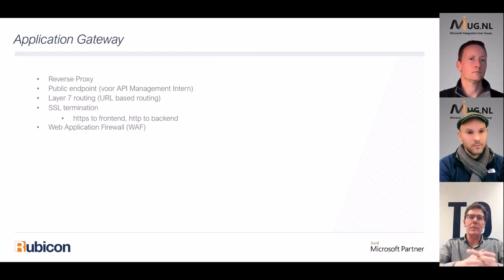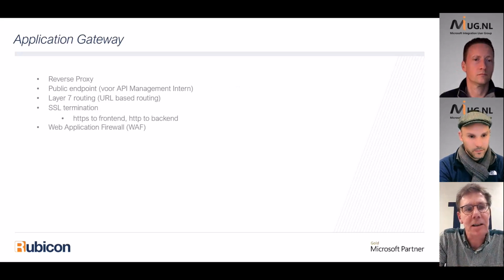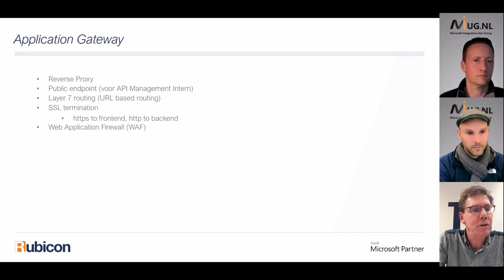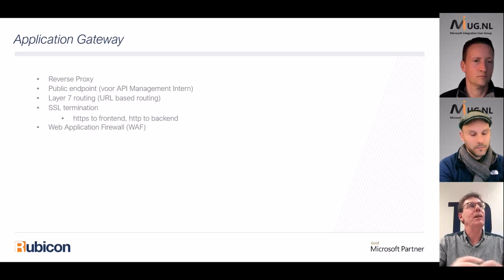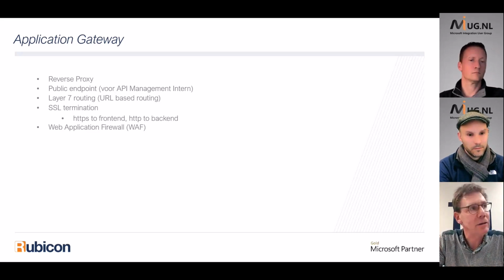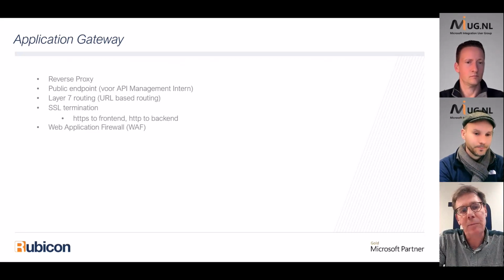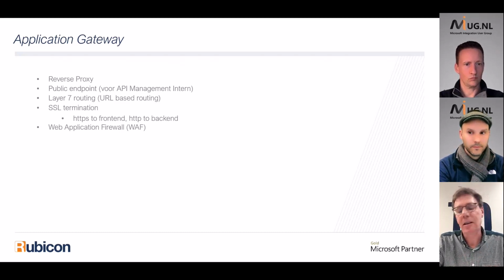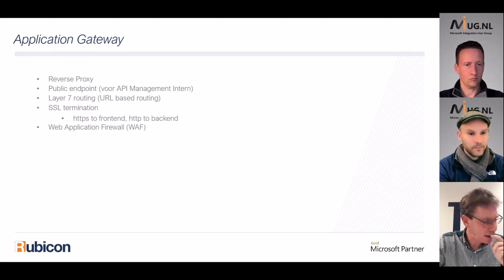And the other one, already mentioned as well, is application gateway. Used as a reverse proxy, gives API management a public endpoint. We can do layer 7 routing. That means a routing at the URL level, at the level of HTTP. We can do SSL termination, and we can implement a web application firewall on application gateway. On the web application firewall, I will come back later. And layer 7 routing, that's an important part that I will discuss in the next slide.